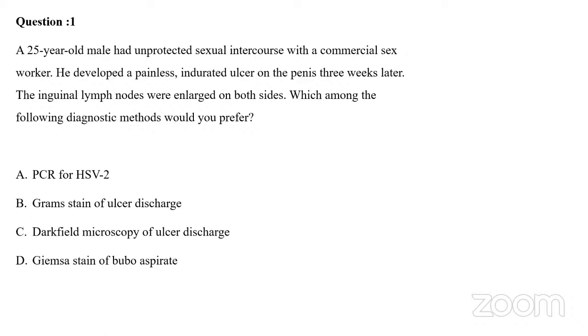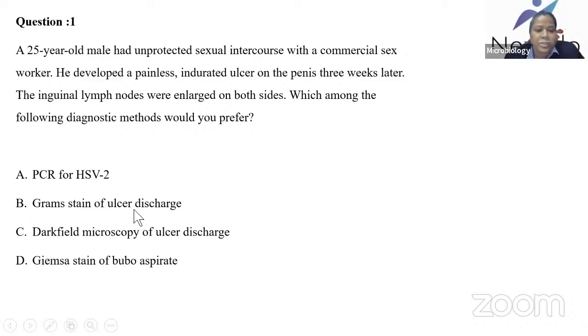Painless ulcers could be syphilis, LGV, or granuloma inguinale, but it's indurated, and induration is commonly seen in syphilis, which also has lymph node enlargement on both sides. So the clinical scenario is typical of syphilis, or a syphilitic ulcer. Being said that the clinical features match syphilis, now you see the options. Option A is polymerase chain reaction for HSV2. Is it required? It is not at all required because it is syphilis, and herpes is not even falling into the differentials. So A is ruled out.